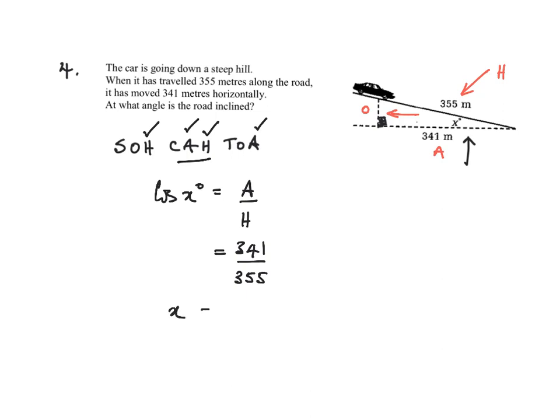I hope you remember what to do. So it's cos to the minus 1 of 341 over 355. So shift cos on your calculator. And that gives us the answer 16.1 degrees.